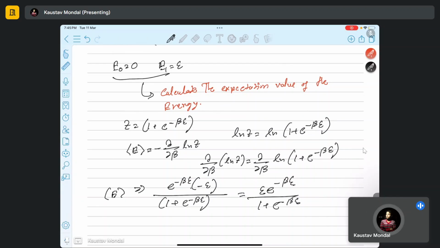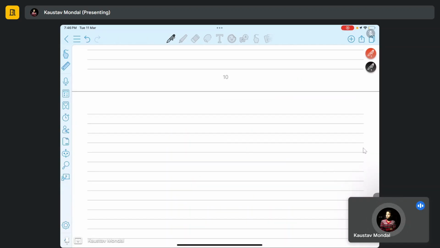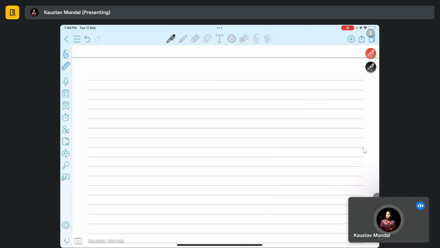This is a two-state system. In a similar way, there is a three-state system. In a similar way, you can do the same, like the partition function of a three-state system, and you can also calculate the average energy. Now, if instead of a one-particle system, let's suppose there is a two-particle system or a three-particle system. What can be the configuration?